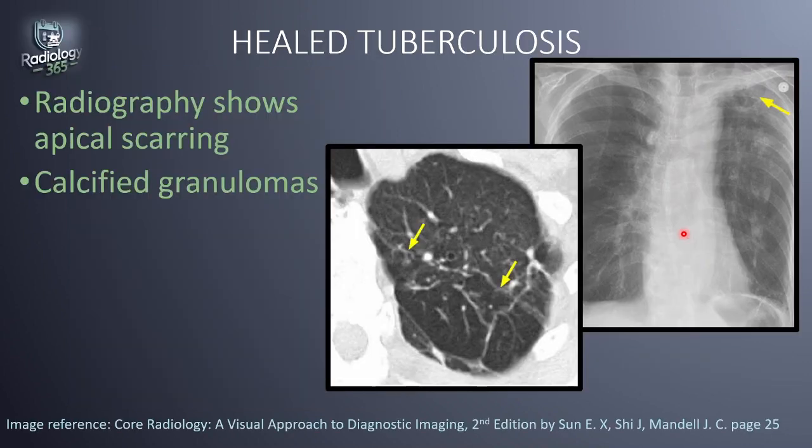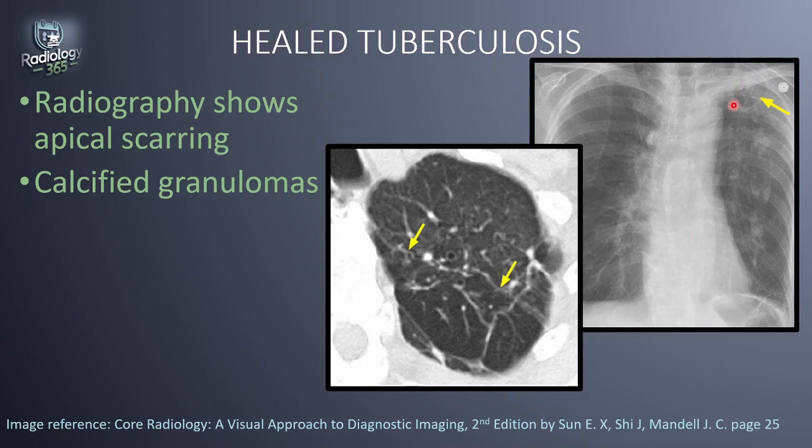Then there's the entity we call healed tuberculosis. After the tuberculosis has been treated and it heals, it usually heals with scarring. And so the radiograph would show features consistent with scarring. So reticular opacities, loss of lung volume, elevation of the hila, crowding of the ribs, and vasculature in the area. You may also see similar findings on CT. You may also see some calcified granulomas signifying healed disease.